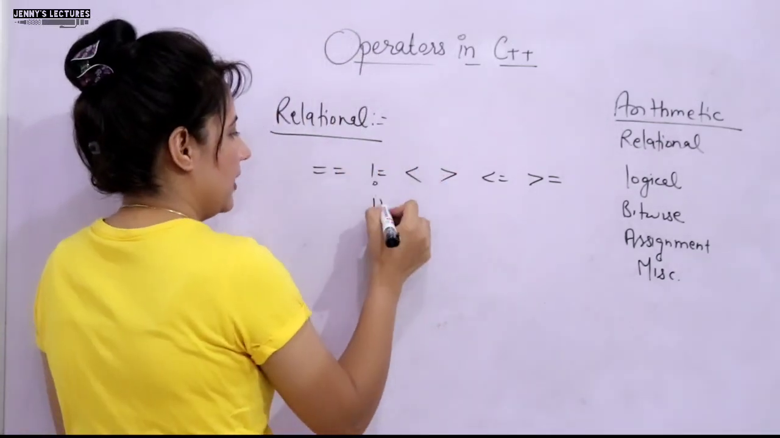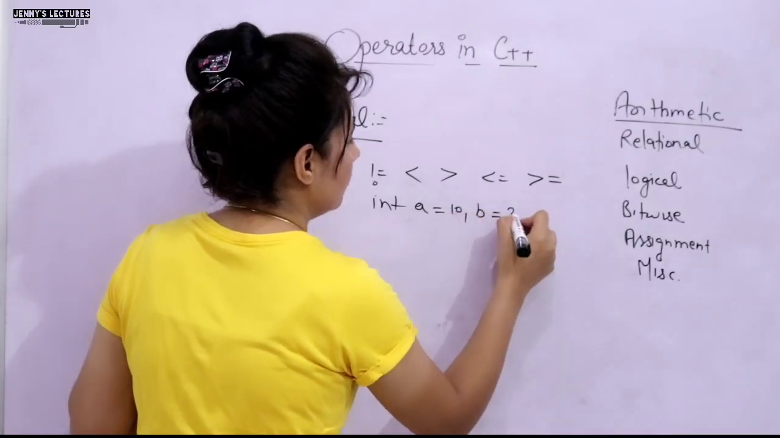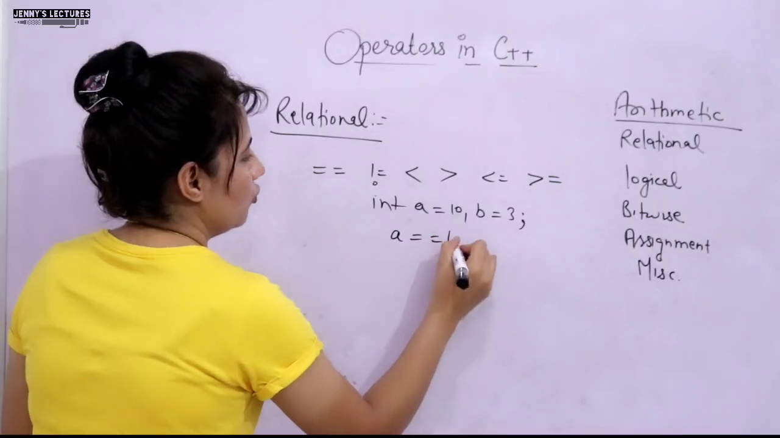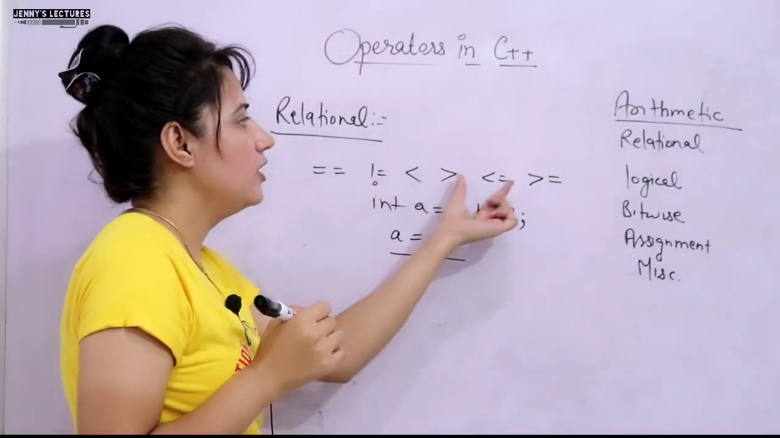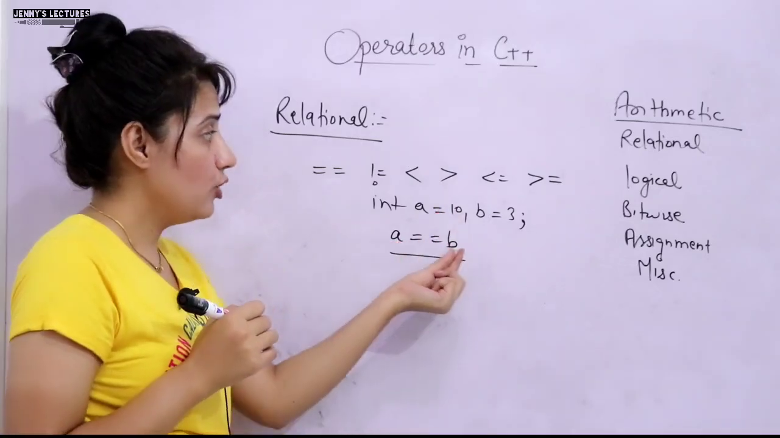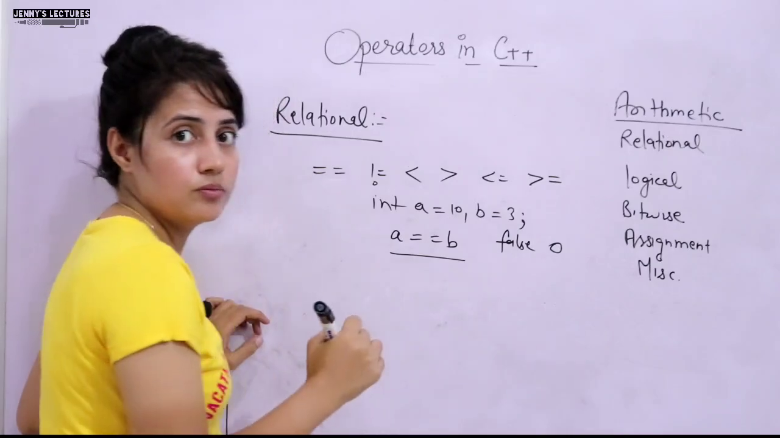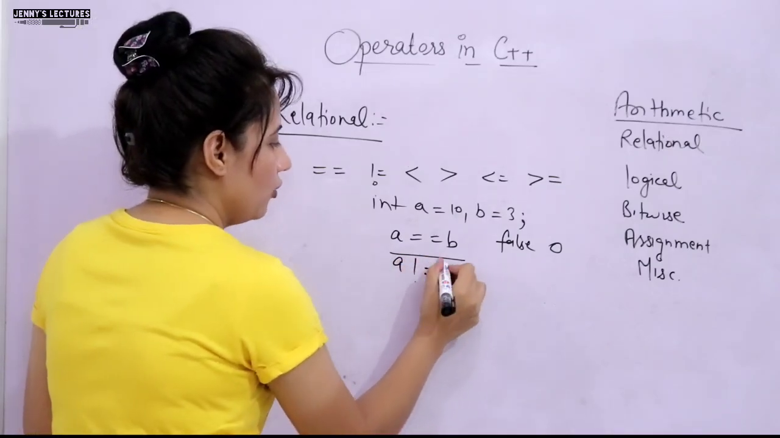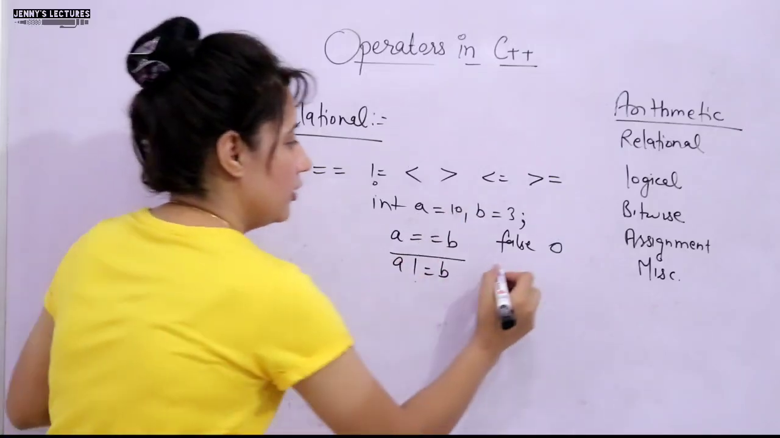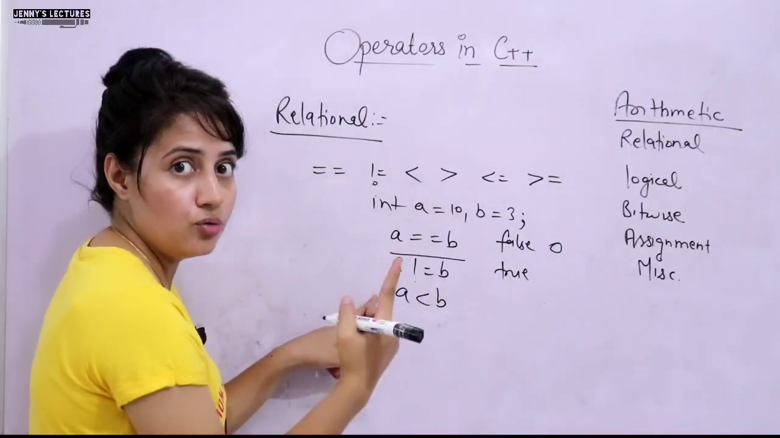Suppose let's take one example. I am taking int a is equal to 10 and b is equal to 3, right? And if we check a equal to b, the result of these operators will give you true or false. Is a equal to b? No, so it will give false, that is 0. Now a not equal to b: a is 10, b is 3. Yes, it is true, so it will give true. A less than b, is it true?